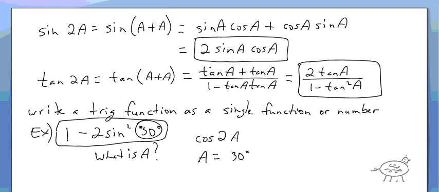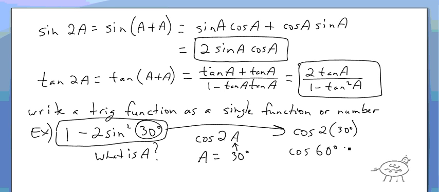So A is 30. I literally substitute that in, and that means it's cosine of 2 times 30, which is cosine of 60 degrees, which is 1/2. That's the answer to that problem. Pretty mellow. All right, so let's try one.